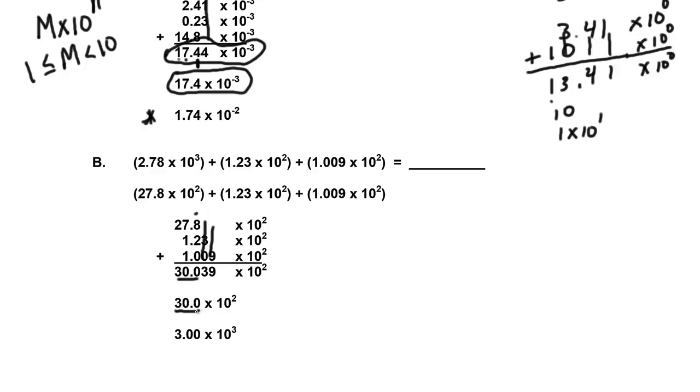So what I'm going to do now is put this in the correct scientific notation. I'm going to move the decimal point over 1 by a power of 10, and I'm going to get 3.00 times 10 to the 3. So this is going to be my correct answer in scientific notation.